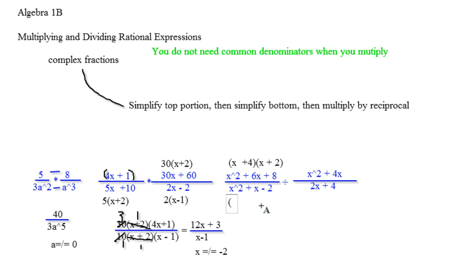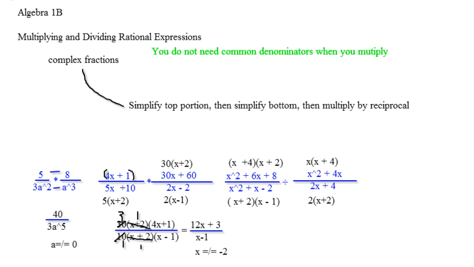Alright, now on this bottom, we're going to have what times what is negative 2 but adds up to 1, and that would be x plus 2 and x minus 1. Okay. On this one, this just has a greatest common factor, so this would be x plus 4. And this one would just be 2 parentheses x plus 2.